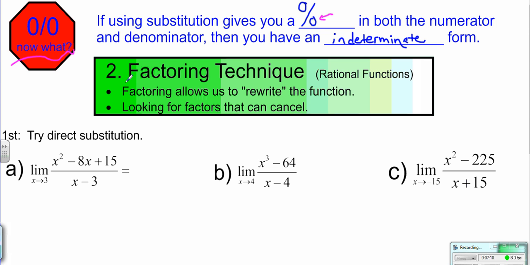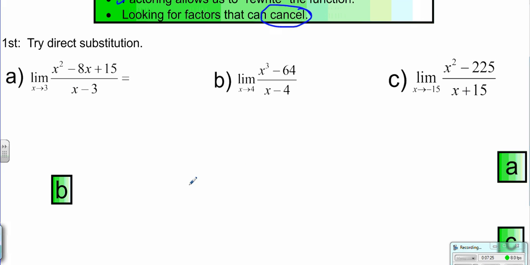And one of those techniques is the factoring technique. It works really well for rational functions. What we will try to do is factor the polynomials out and then look to cancel them so that we can rewrite our original function in maybe a more simplified manner.